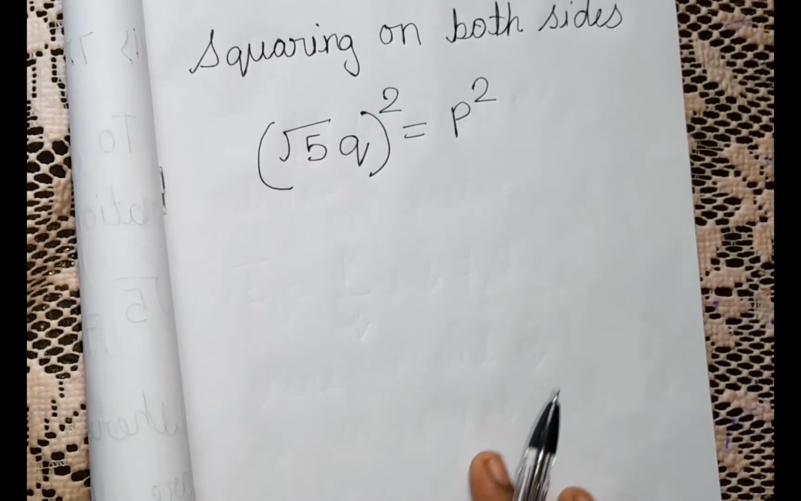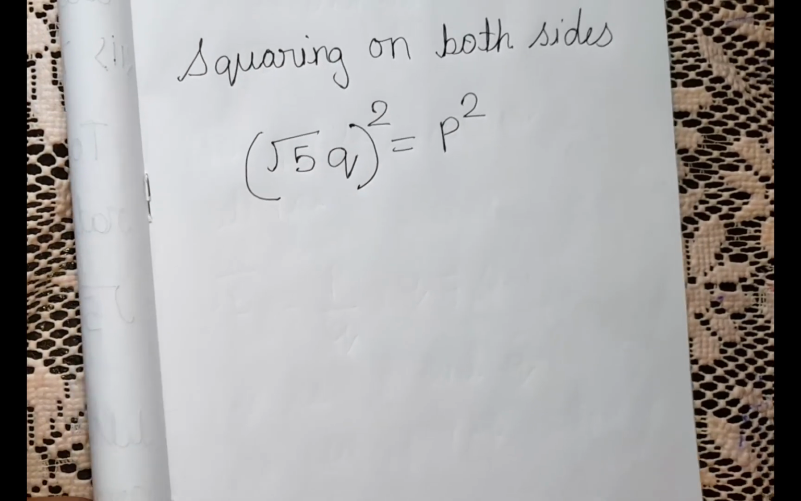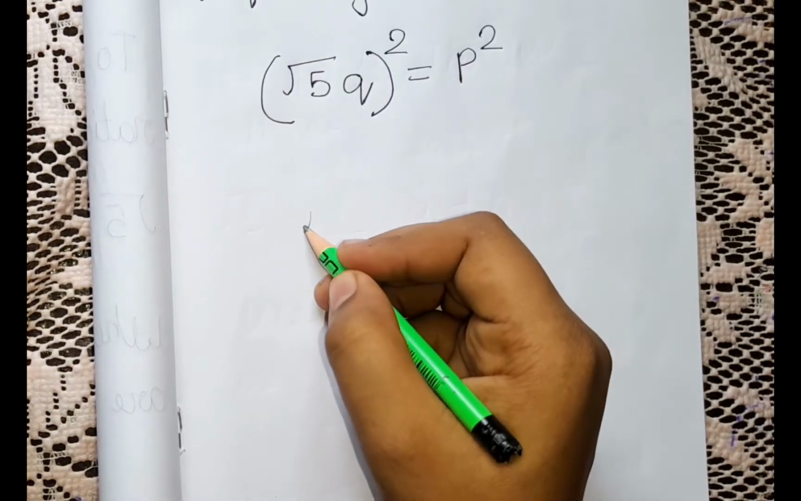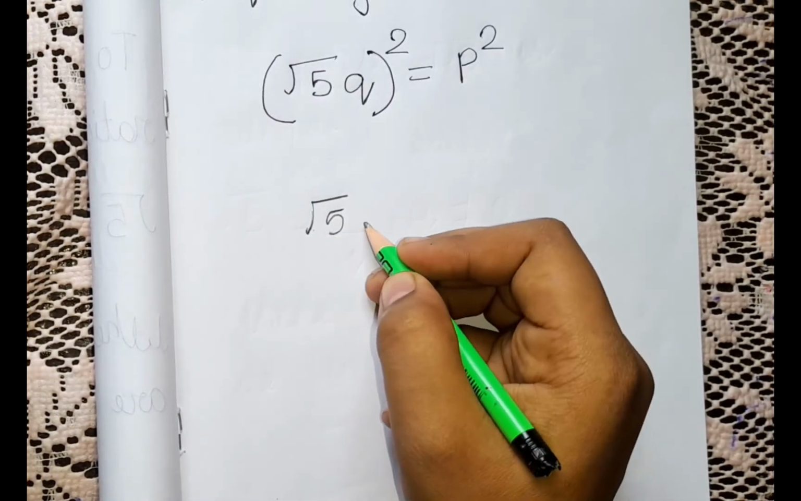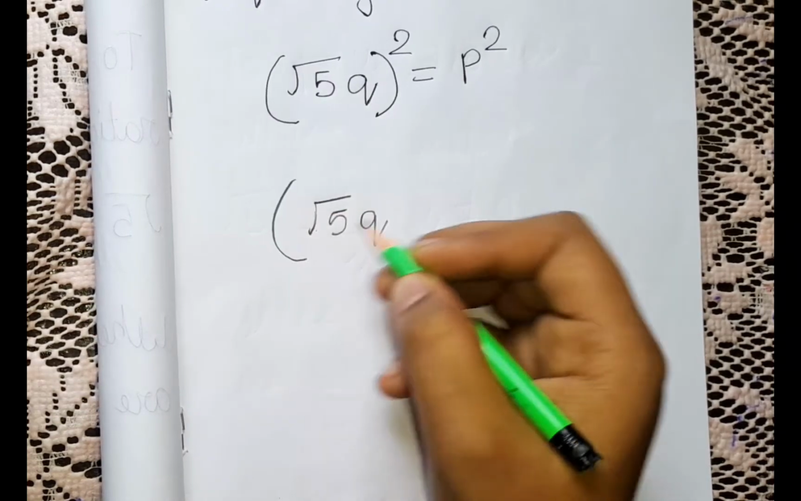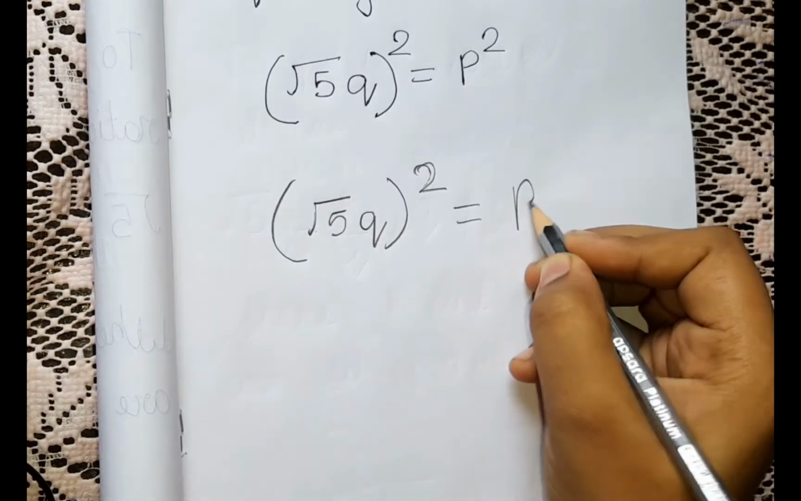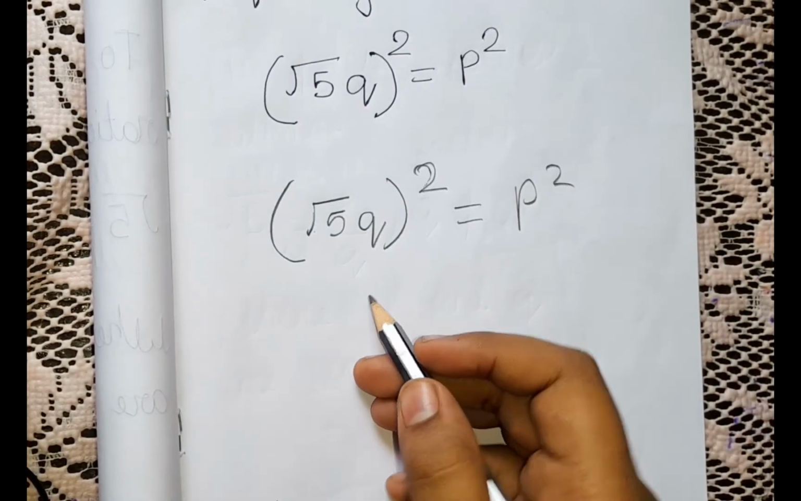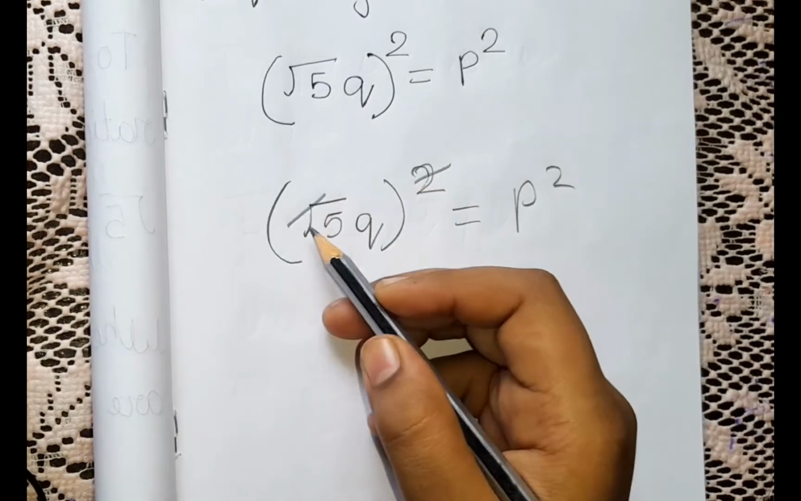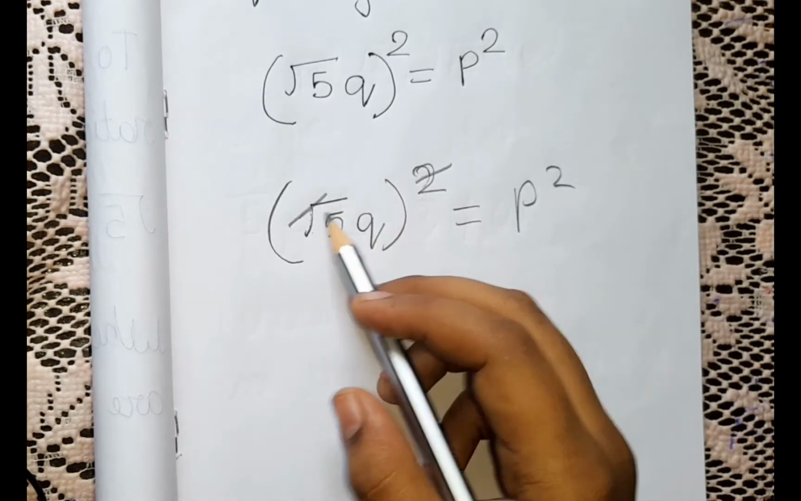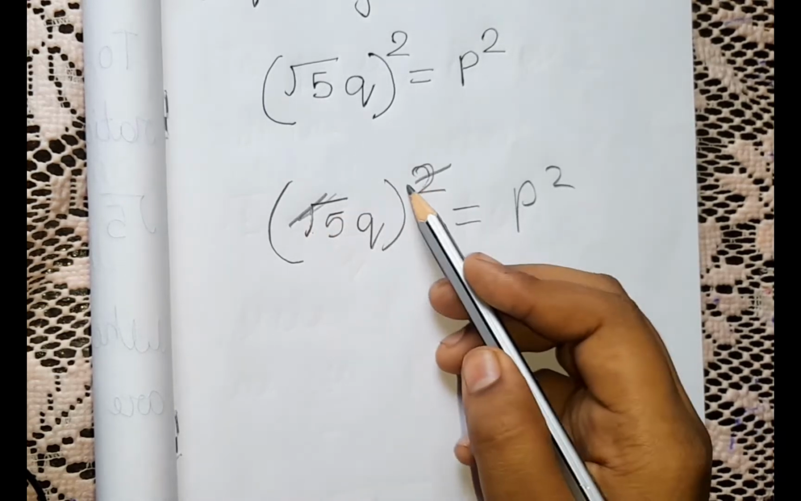Now I am going to be writing in pencil for your understanding. Here it is root 5q the whole square, and p square as it is. What we are going to do is cancel this square and this root. Why? Because this root means square. So we cancel the square for this root 5. Here we cancel the root, here we cancel the square.